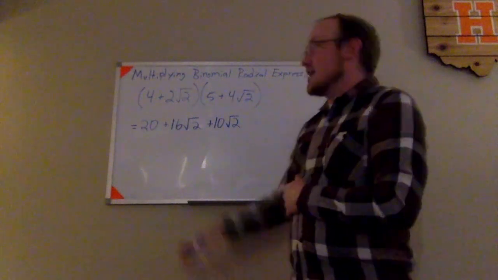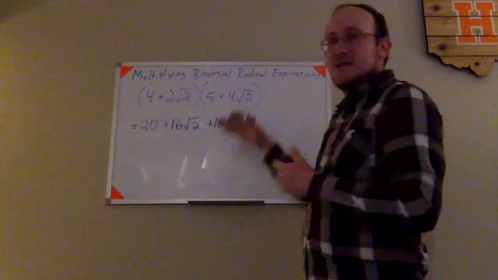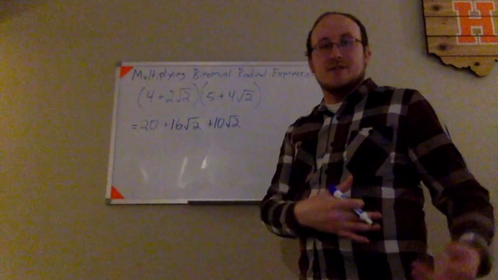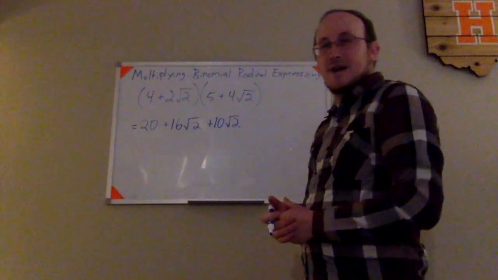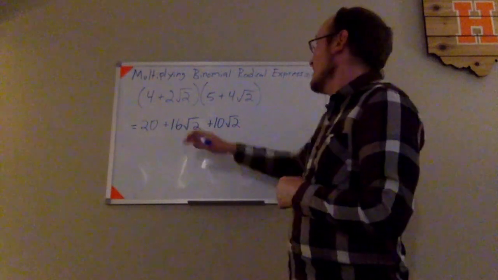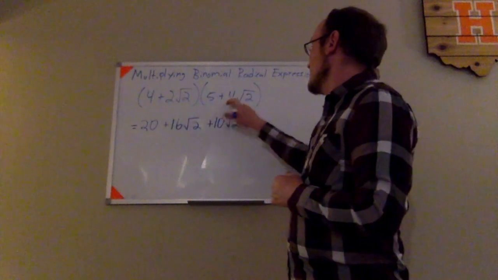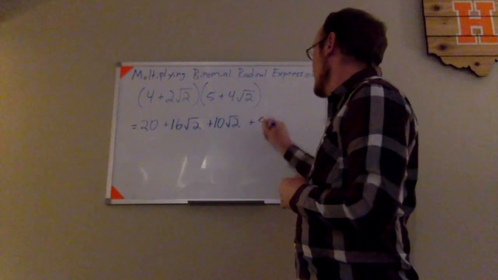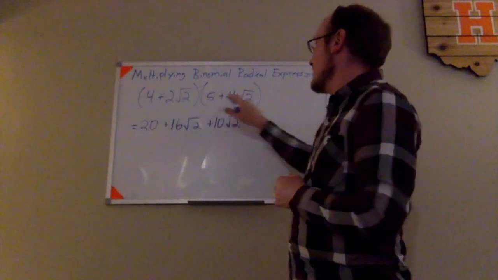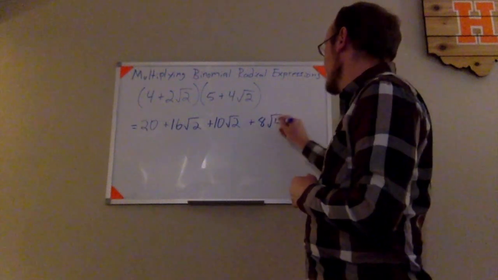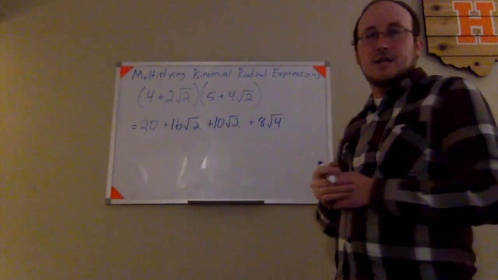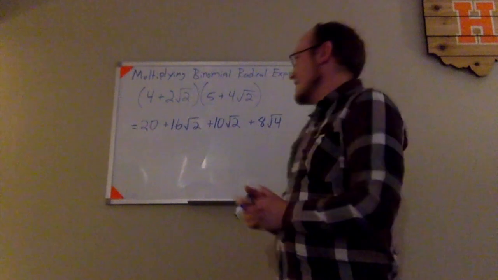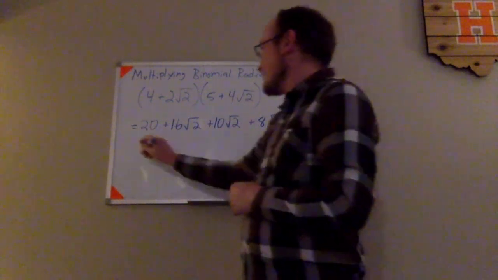And then finally, when I distribute this term to this term, that's the first instance where I have numbers outside of the radical and numbers underneath the radical. So I'm going to multiply them together. 2 times 4 on the outside makes 8. And on the inside, the square root of 2 times the square root of 2 would become the square root of 4, like that. Now, we can go ahead and simplify a bit here.